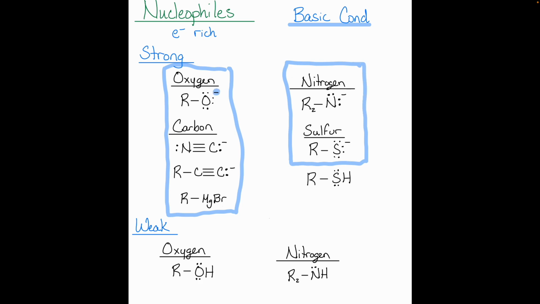Everything that has that net negative charge, that's an easy way to spot a basic conditions nucleophile. The only oddball up there that doesn't have a charge but is still considered a basic nucleophile is that Grignard reagent. Grignards are also strong bases. They are not compatible with acidic conditions. So basic conditions, these are our negatively charged nucleophiles, plus that Grignard.